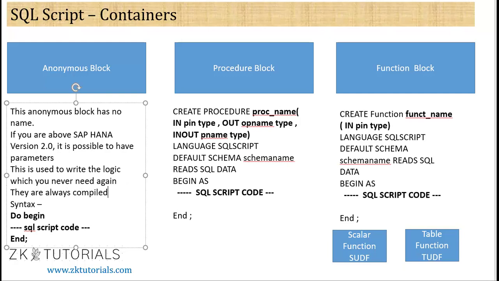So if you want the same piece of code again and again, for example, you are writing a select query, is it a good idea to go with an anonymous block? No. Then what to do? It never stores the code. Never go with an anonymous block. That's why you either go with a procedure or a function block. I hope this one is clear, guys.